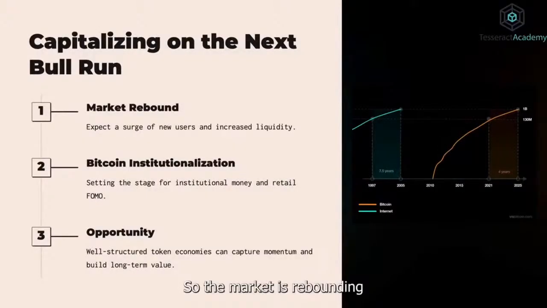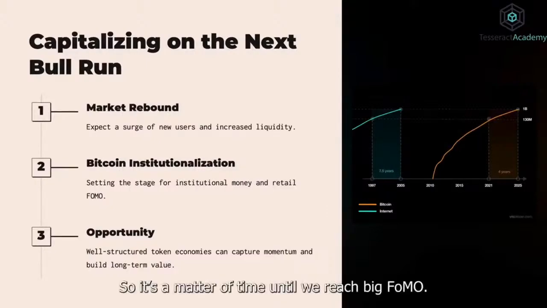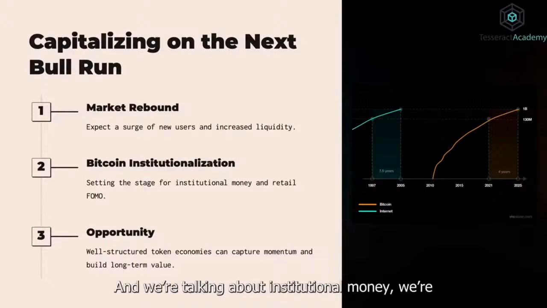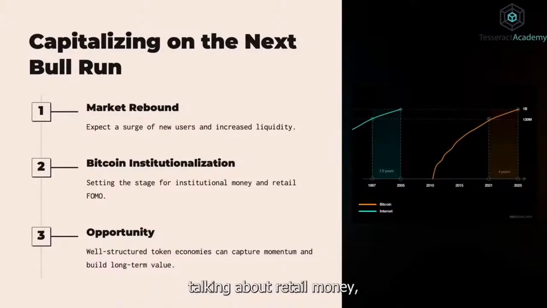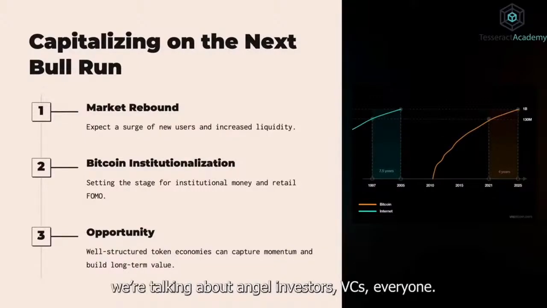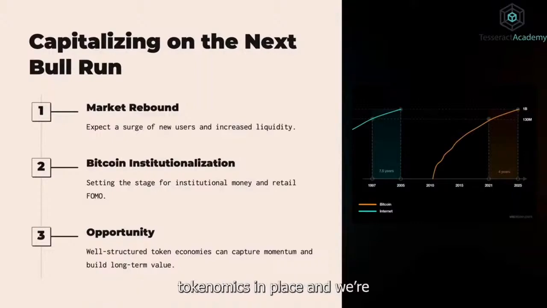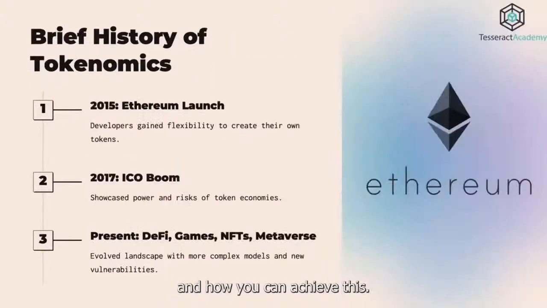So the market is rebounding, and what we're witnessing right now is a surge of new users and more liquidity. So it's a matter of time until we reach peak FOMO. This is when a large amount of money will flood into the market, investing in different projects. We're talking about institutional money, retail money, angel investors, VCs, everyone. A key to succeeding in this environment is having the right tokenomics in place. And we're going to explain more about tokenomics and how you can achieve this.